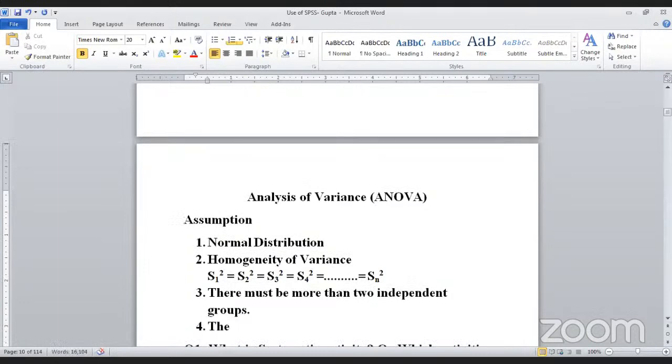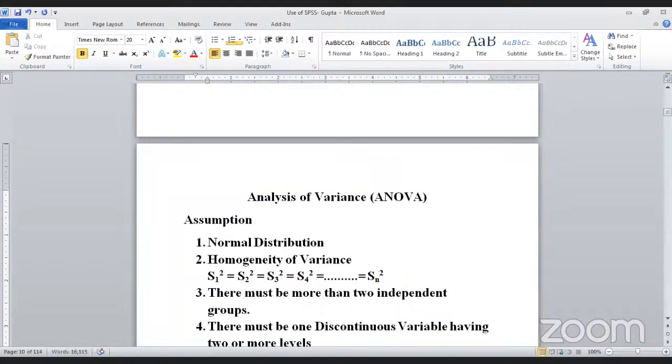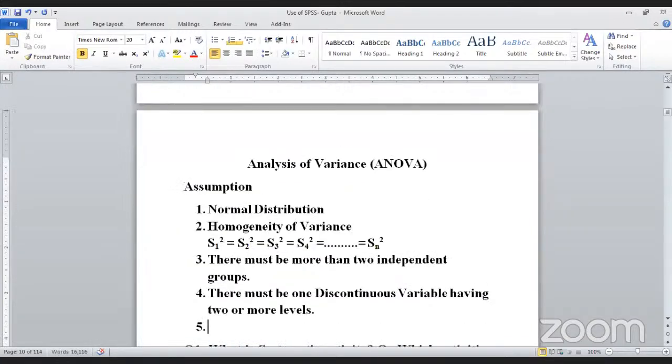Then there must be one discontinuous variable having two or more levels. Then there must be one continuous variable.